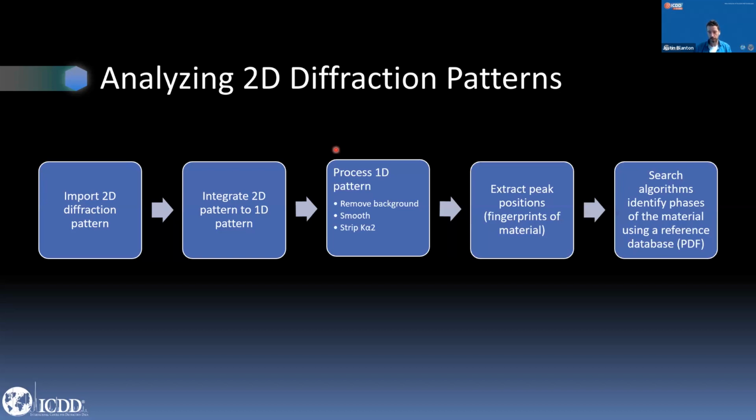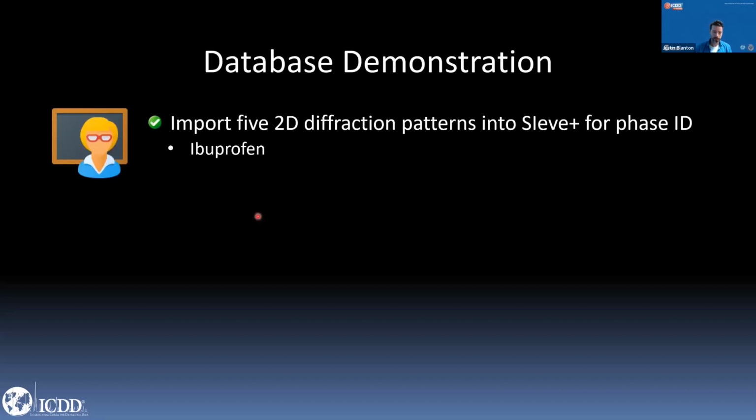And once you do that, you can employ all the traditional search algorithms to identify the phases of the material using a reference database such as the powder diffraction file. So really the key difference when you're analyzing 2D patterns is integrating from the 2D pattern down to the 1D pattern. And I'm going to show you how this is done.